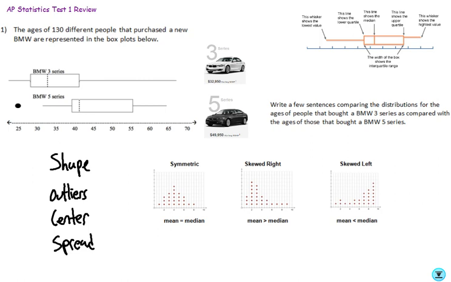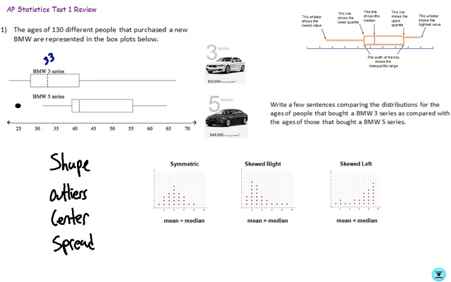So for instance, the median we know is the middle. So if I look for the 3 Series, and I'm just going to estimate, I might be off here a little bit, but let's say that's maybe 33 years old. So we're saying that the BMW 3 Series buyer has a median age of 33, right? What else? What do these other points tell us on here?